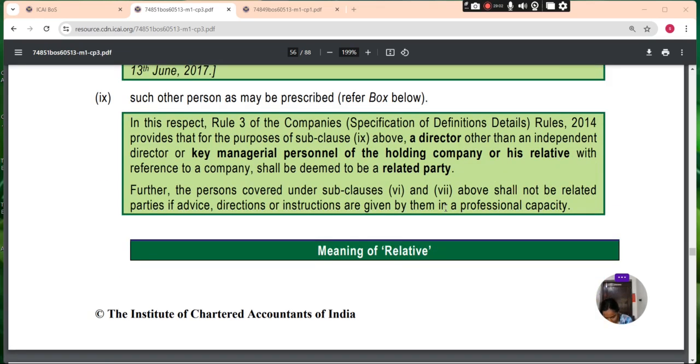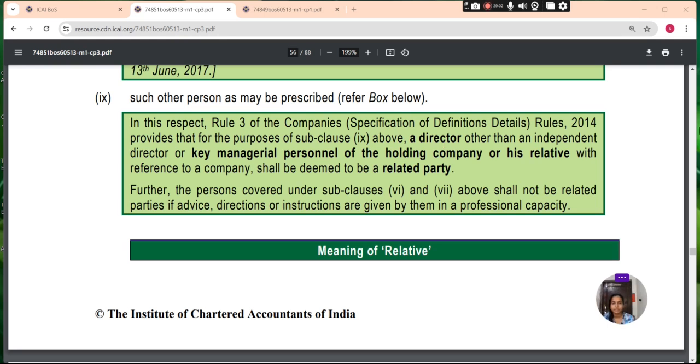Rule 3 of the Companies (Specification of Definitions Details) Rules, 2014 provides that for the purpose of this subclause 9 above, a director other than the independent director or key managerial personnel of the holding company, or a relative with reference to a company, shall be deemed to be a related party. Further, the persons covered under subclauses 6 and 7 above shall not be related parties if advice, direction, or instruction is given to them in a professional capacity.